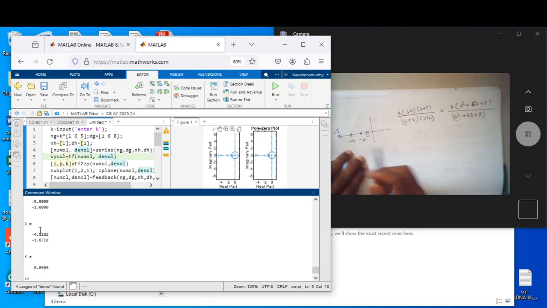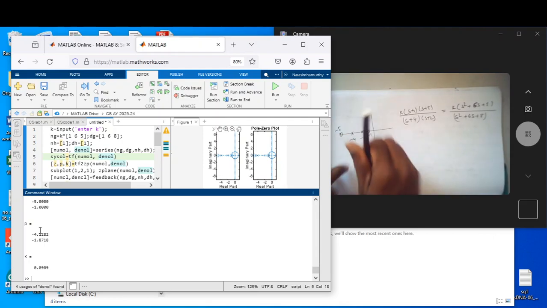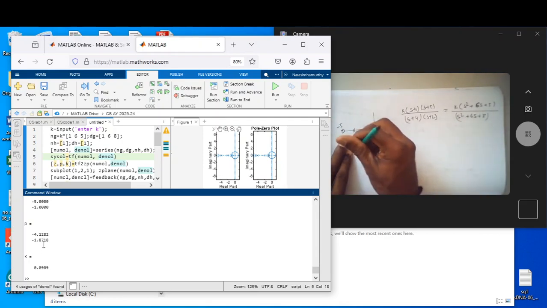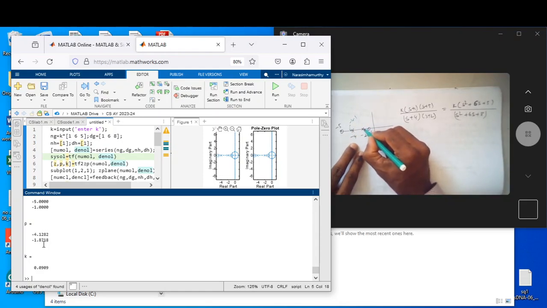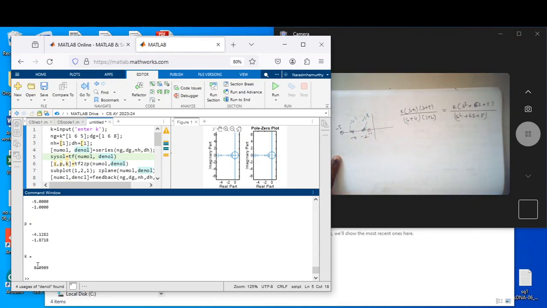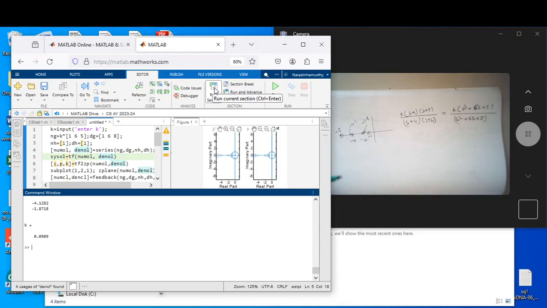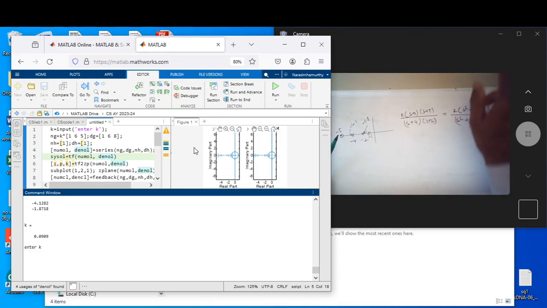Has the pole which was there at minus 4 gone to minus 4.1? So has it moved here? Is it not minus 4.1? Has this which was there at minus 2 gone to minus 1.8? This is for a value of k which is very small, like 0.1. So now let me run it again. It will ask for the value of k. Now I give the value of k as, okay, 10.